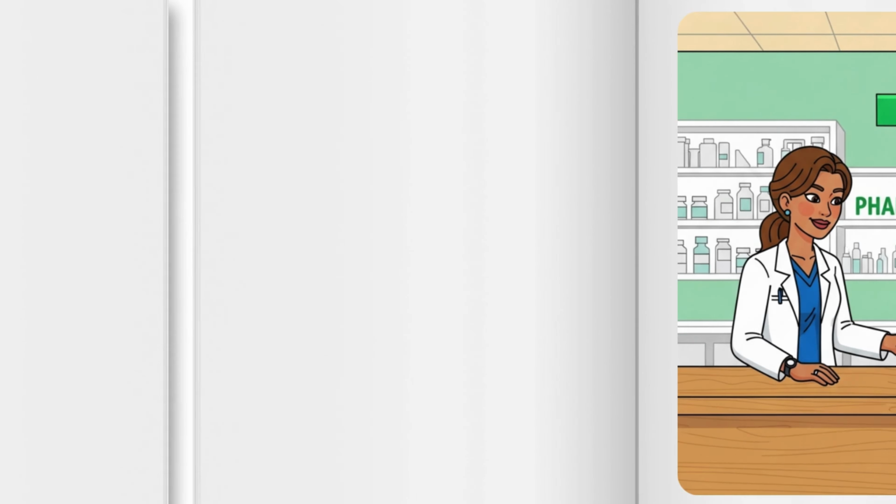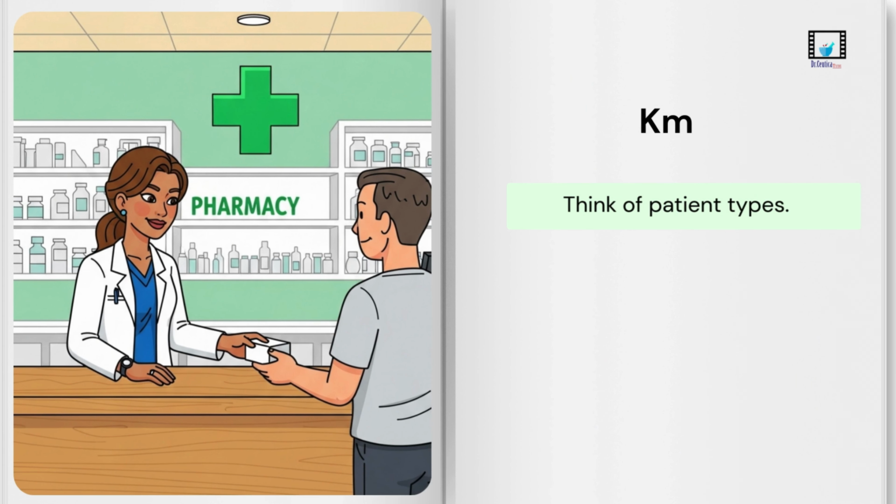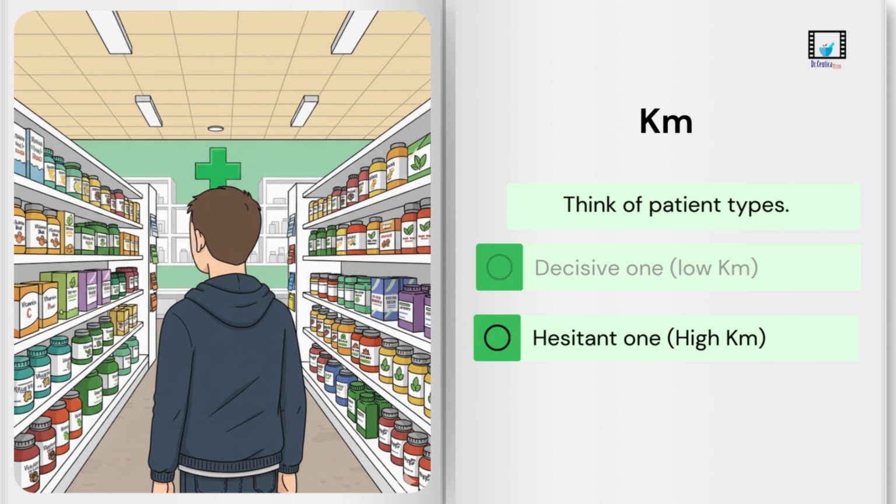Now let's talk Km, the tricky part. And here I want you to imagine two kinds of patients. Patient type 1, super decisive. They walk straight to the pharmacist. "Hi, I need help with so-and-so." These patients are easy to work with. And the pharmacist starts working quickly, even if there are only a few patients like this. This is low Km.